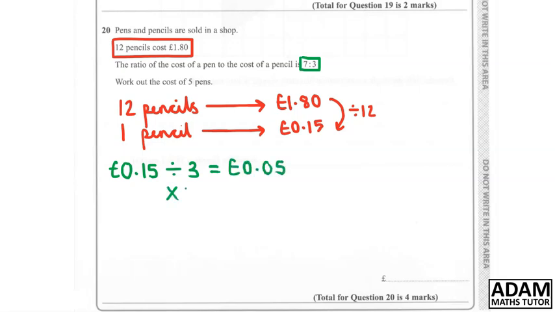And then I can multiply it by 7 to get the cost of a pen, which would be 0.35. And if I've got 5 lots of these pens, I would just need to times this by 5, which would give me £1.75. Question 21a. Write 84 as a product of its prime factors.